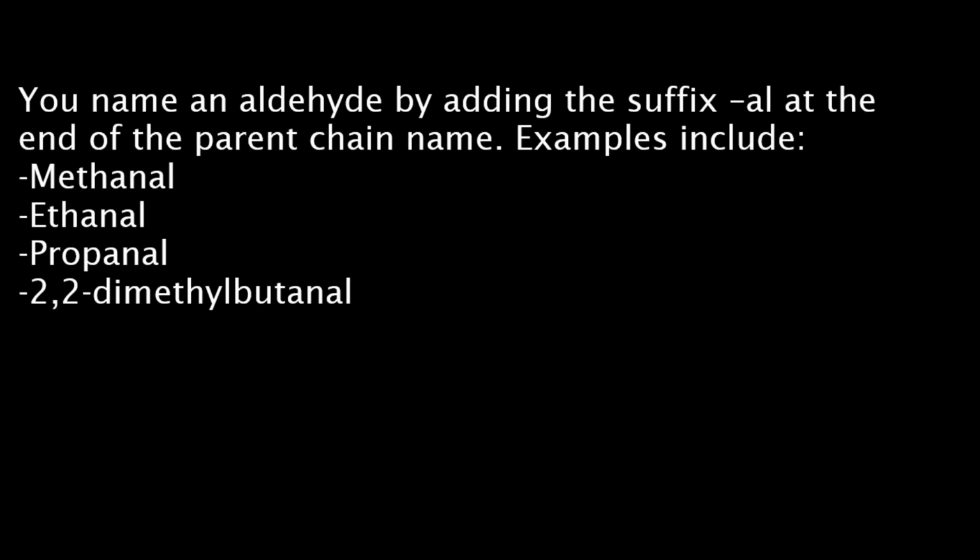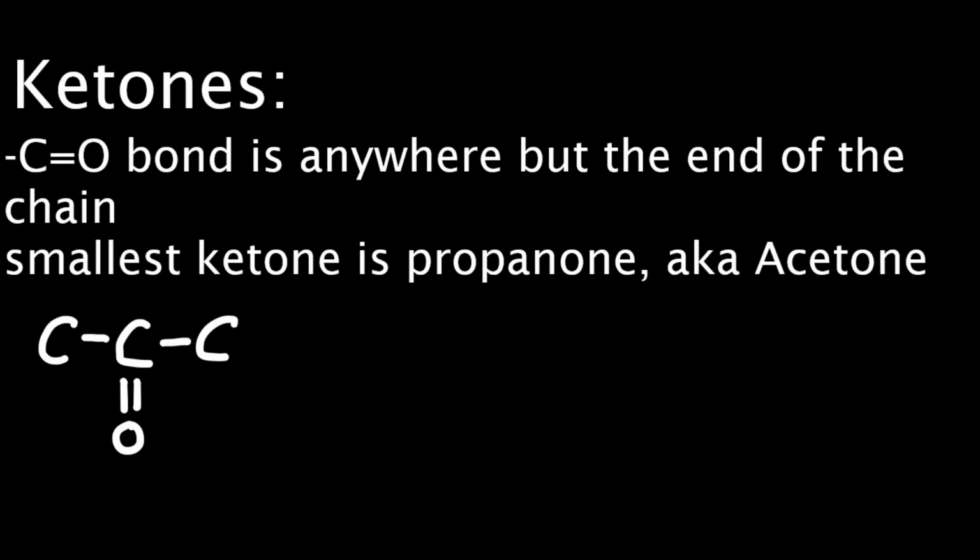You name an aldehyde by adding the suffix -al at the end of the parent chain name. Some examples of the structural names of aldehydes include methanal, ethanal, propanal, 2,2-dimethyl butanal. Ketones differ in the way that the carbon-oxygen double bond is anywhere else in the molecule that isn't the end.